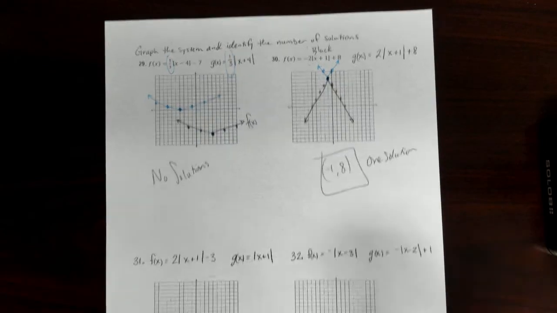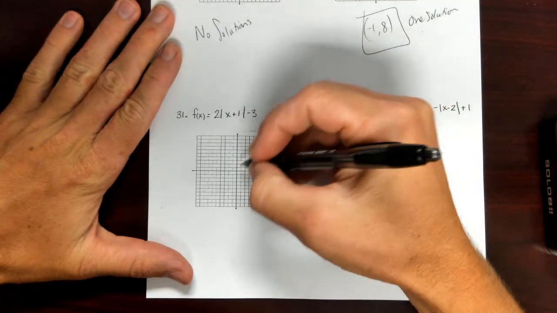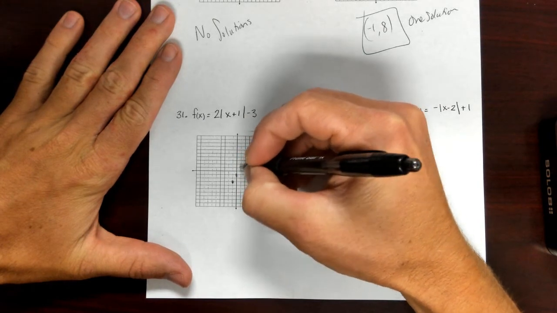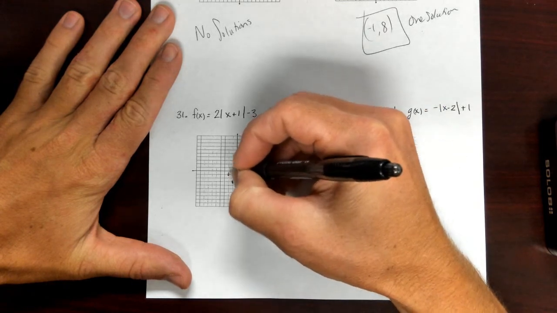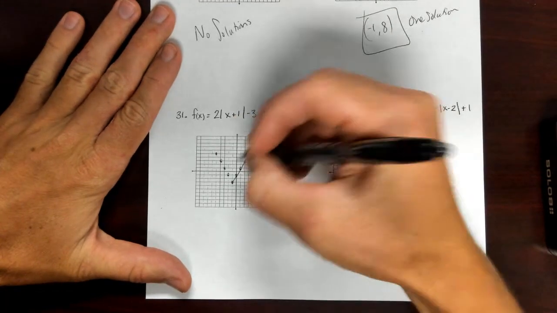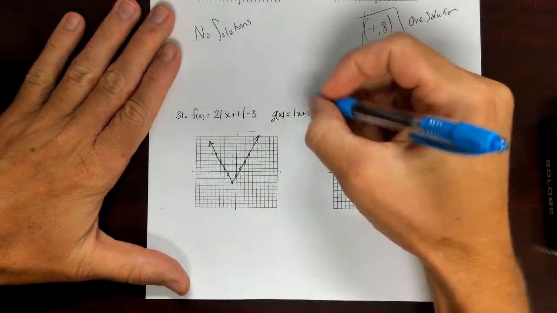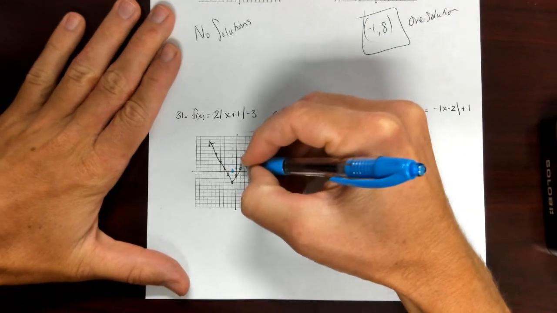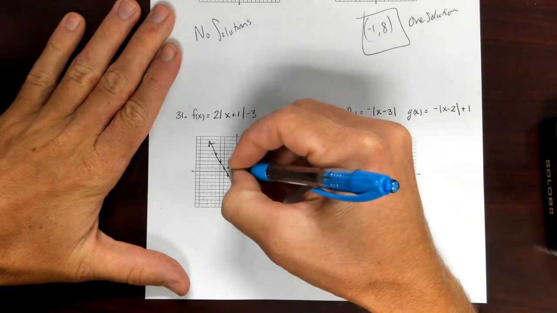All right, looking at number 31. I have 2 times the absolute value of x plus 1. So we went to the left 1. We went down 3. Up 2 over 1. Graph that puppy. There we go. All right, now g of x. We went to the left 1 unit. So right there. From there, we're going to go up 1 over 1, up 1 over 1, and so on. Then we're going to go the other way.